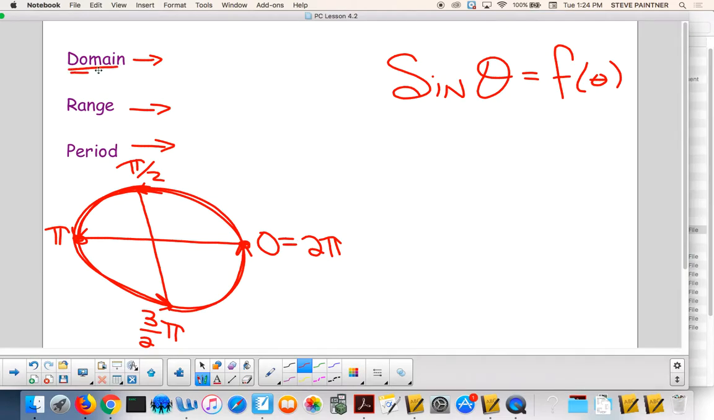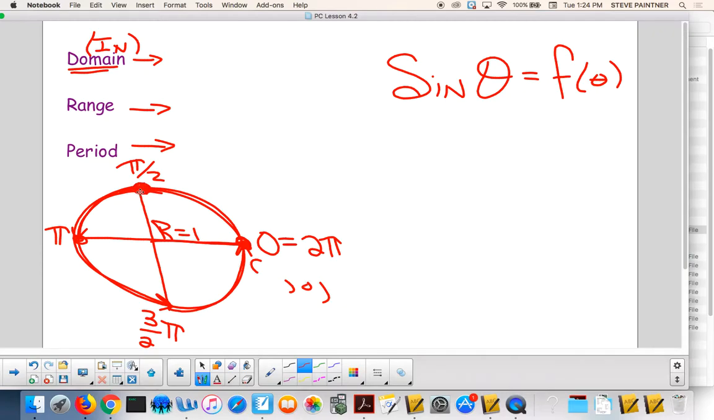Here's my question. What's the domain? Domain is what goes in. What can I put in and actually get an answer? Can you put in 0, sine of 0, and get an answer? Sine of 0 is just the y value. Is there a y value right here? What if I told you the radius is 1? Think of the unit circle. If I say sine of 0, what's the y value right here? 0. There is an answer.